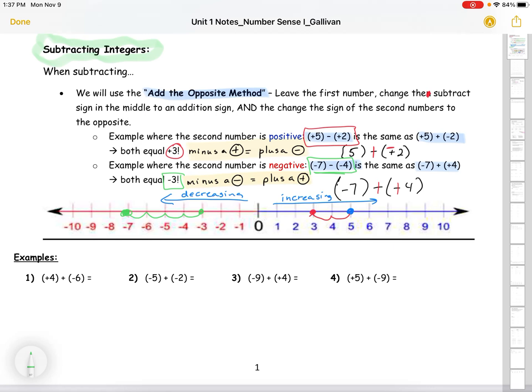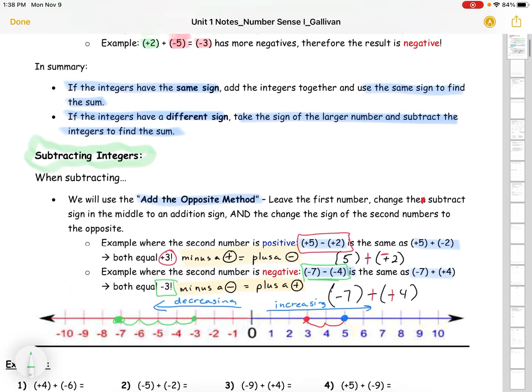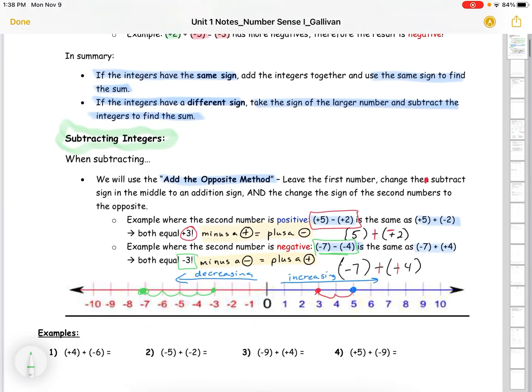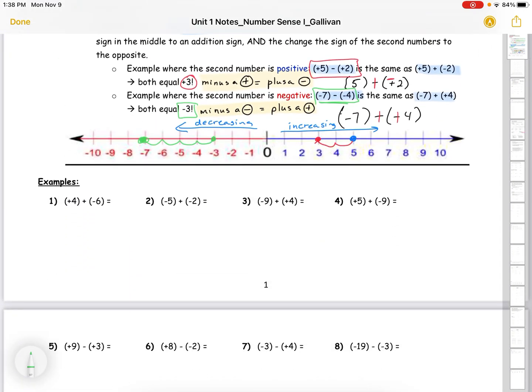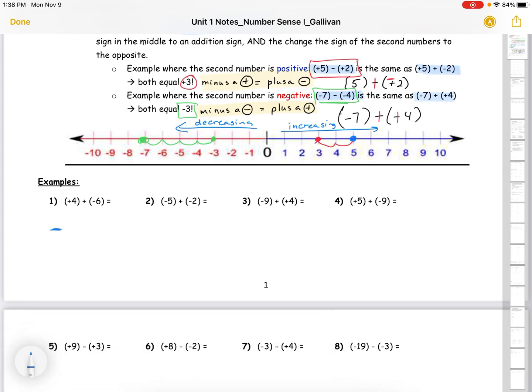Let's do some examples together, because it's always good to do some examples, and we can try them at home. Here we have positive 4 plus negative 6, and as we've said, we've got two different signs. So we're going to keep the sign of the larger one. 6 is larger of the 2, so it'll be a negative answer. And we're going to subtract those two numbers, so 6 minus 4 is 2. Here, they're both negative, so we can keep that sign, and we just add the numerical values. So 5 plus 2 is 7.